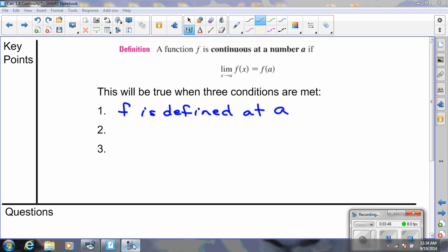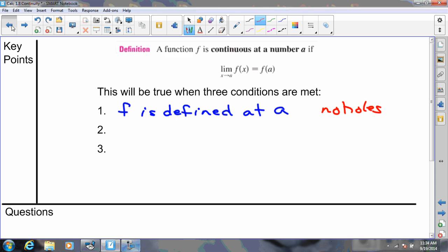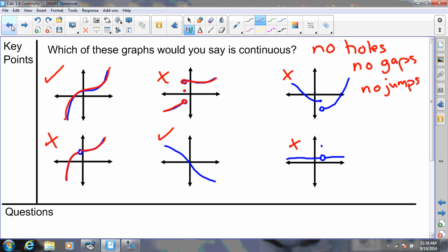This is the piece that is talking about having something like no holes. Back in this problem on the bottom left, the open circle here, and I should switch the colors to make it easier to see, says there's no function there at all. So how could the limit equal the function value when there is no function value? It can't.